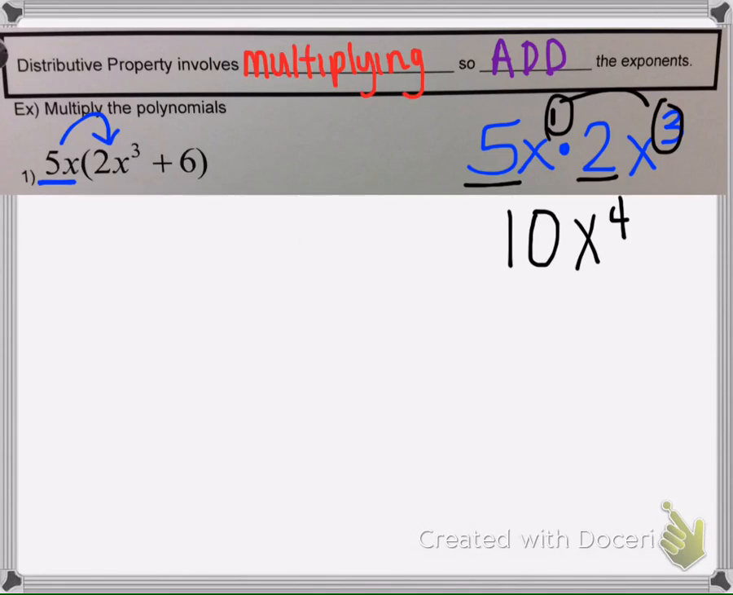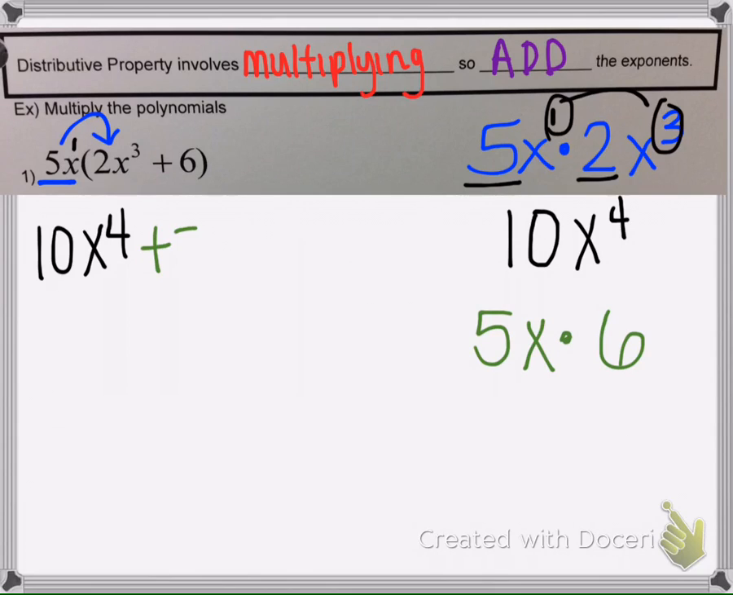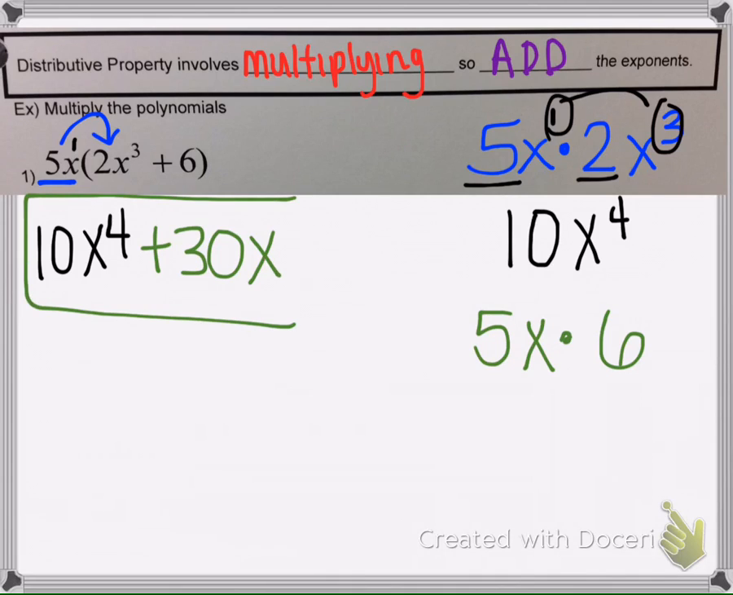Now this work I do not require you to show. You can just do it in your head. 5 times 2 is 10, and then add the exponents. And then we would have 5x times 6, which is 30x. We can't add those together because we don't have like terms, so that would be our answer. So when we're using the distributive property, we have to remember that we add the exponents.